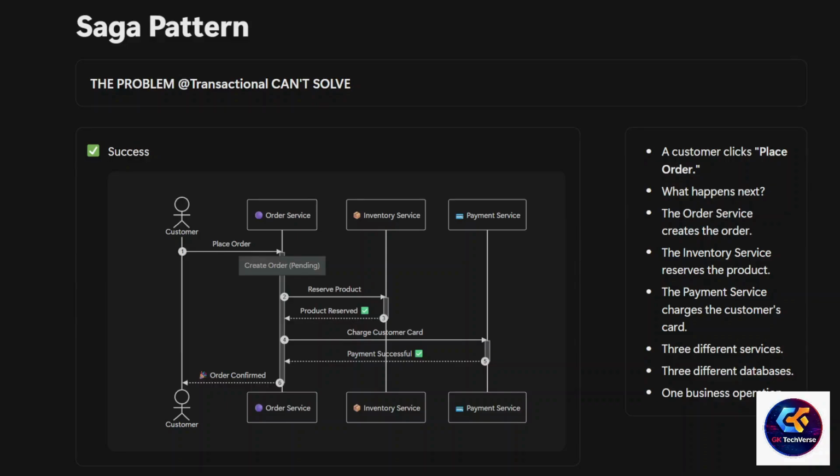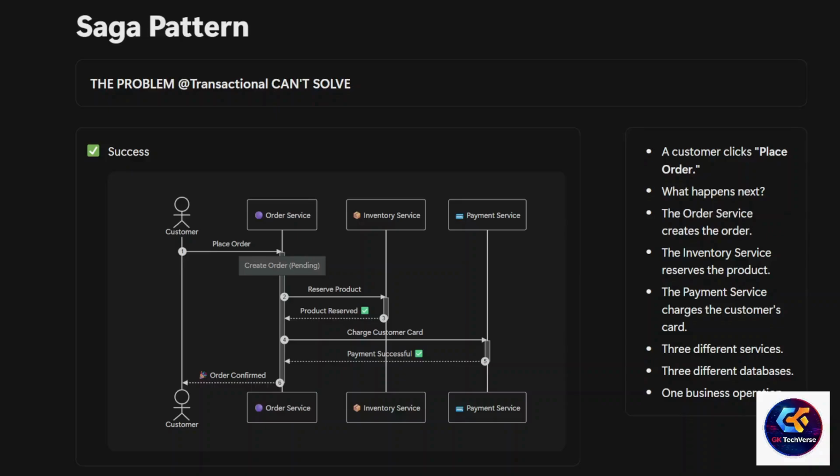Let's take a simple example. A customer clicks place order. What happens next? The order service creates the order. The inventory service reserves the product. The payment service charges the customer's card. Three different services having three different databases, but one business operation.